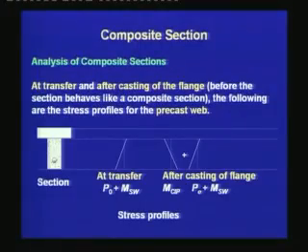At transfer and after casting of the flange, during which the section behaves like a composite section, the following are the stress profiles for the precast web. That means, first of all, when we are transferring the prestress, the section is just the web. There is no flange at the time, and the stress block is somewhat like this. It is compressive at the bottom. There can be some tensile stress at the top, and at transfer, the loads to be considered are the prestress at transfer, which is P0, and the self-weight of the member, which is MSW.